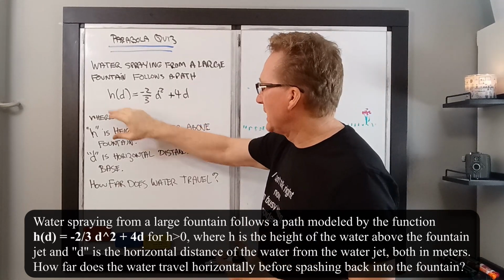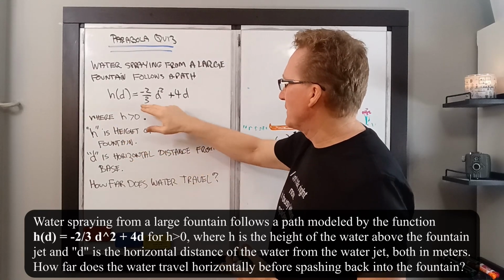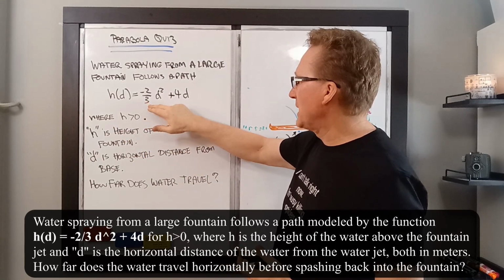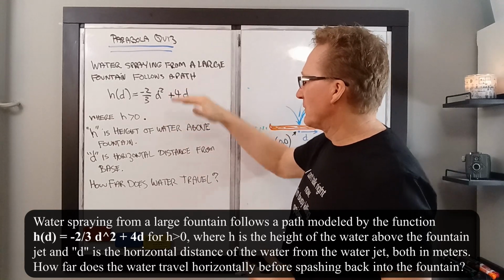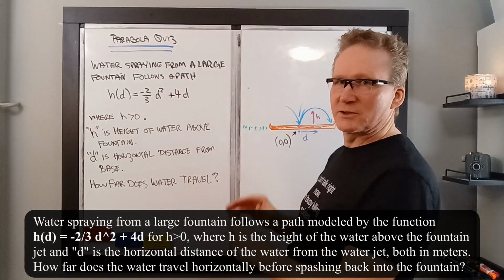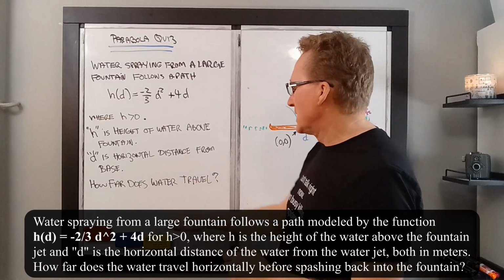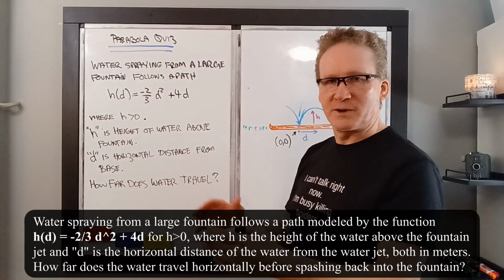The height, h, where h is the height of the water above the fountain, is equal to minus 2/3 d squared plus 4d. H is the height above the fountain, and d is the horizontal distance from the base. They want to know how far the water travels in the fountain.